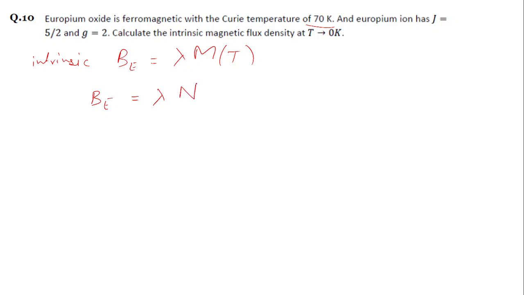constant, n, the number of atoms per unit volume, lambda, g factor, total angular momentum J, the Bohr magneton, and this is the Brillouin function that you must have seen in the derivation this week. This is the Brillouin function.